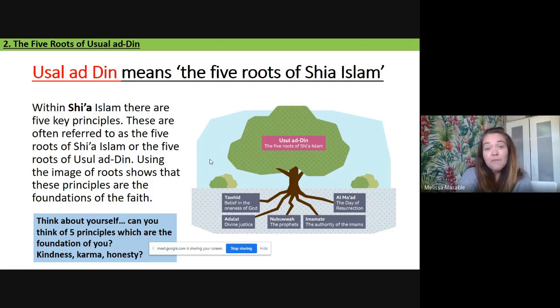Whereas for Shia, they're prescribed to them through what is written in the Quran and how the Imams of Shia Islam have interpreted the Quran to make these 5 roots, just like Sunnis have their 6 articles of faith, which was decided by their caliphs.